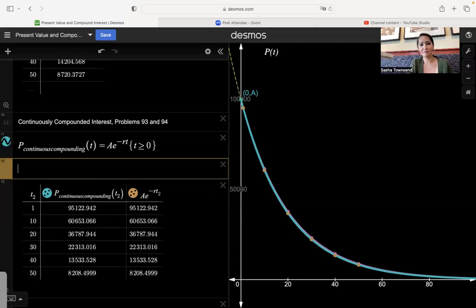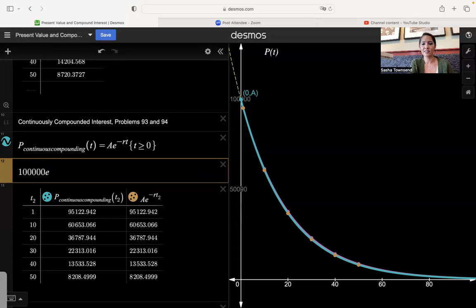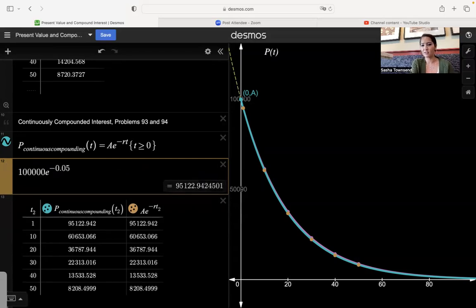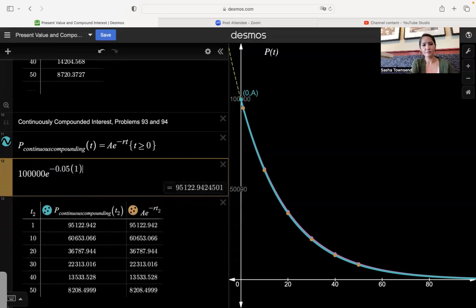Say, okay, if I didn't have this table auto-populating answers for me, what would I have for P sub 1, or P evaluated at t equals 1? Say, well, what's the present value that I need to deposit? So I have $100,000 next year. What's going to be my A value? So 100,000 times e raised to the negative 0.05, because that's our interest rate, times 1 year. And we get that $95,122.94. So if you want $100,000 next year, you need to deposit $95,000 this year.